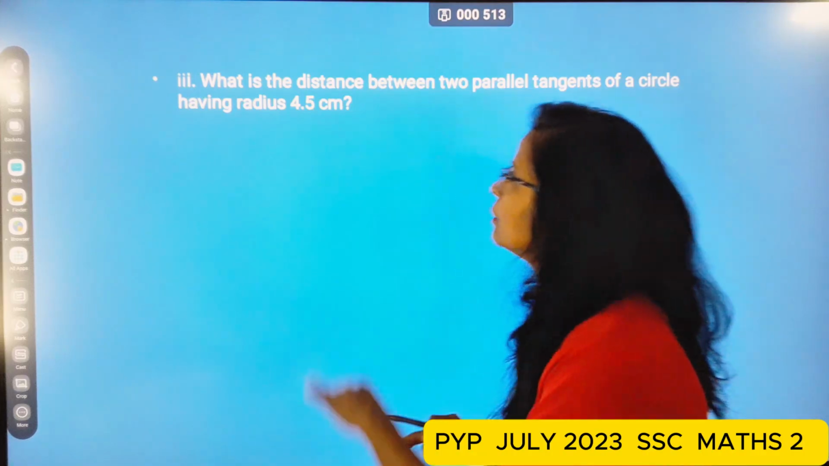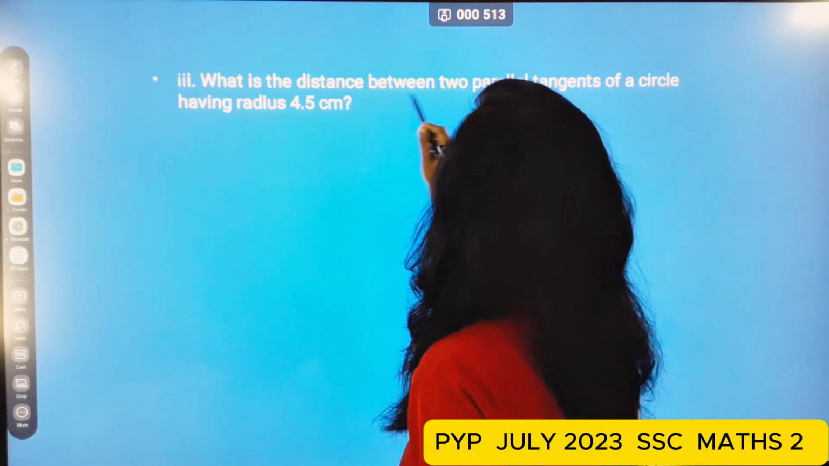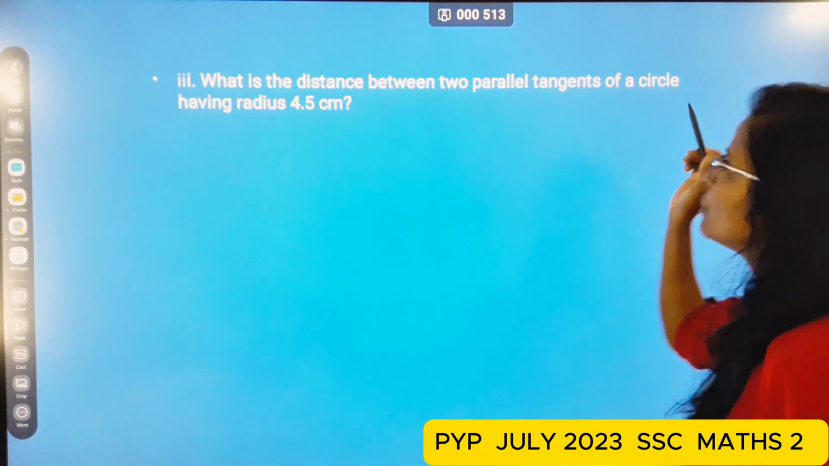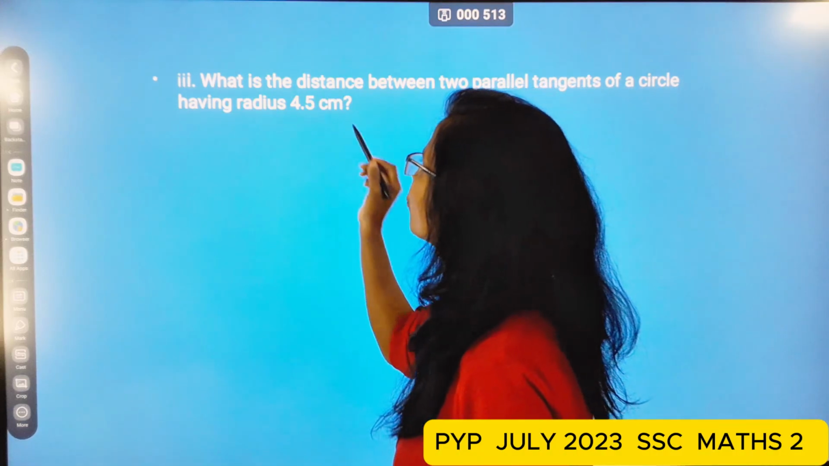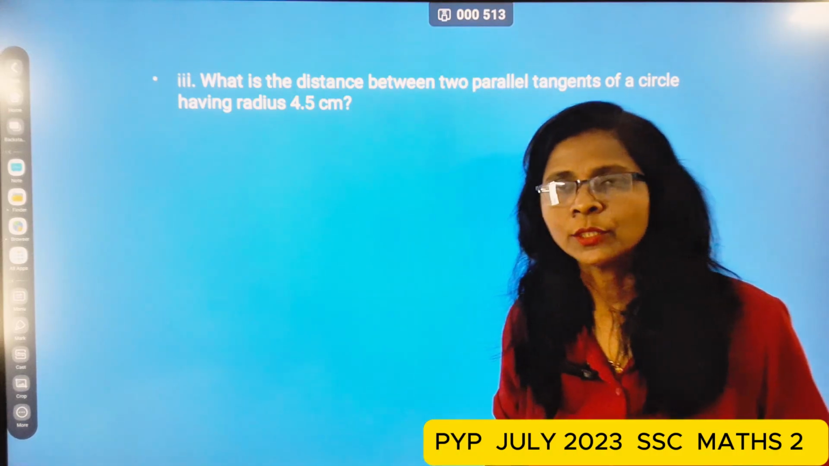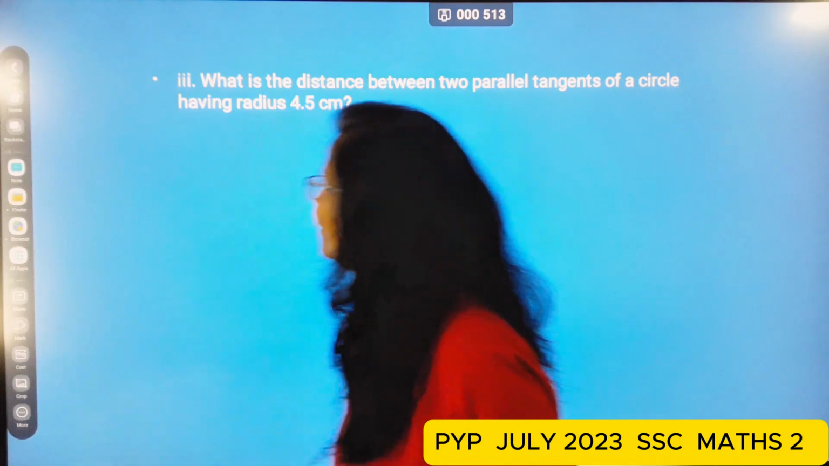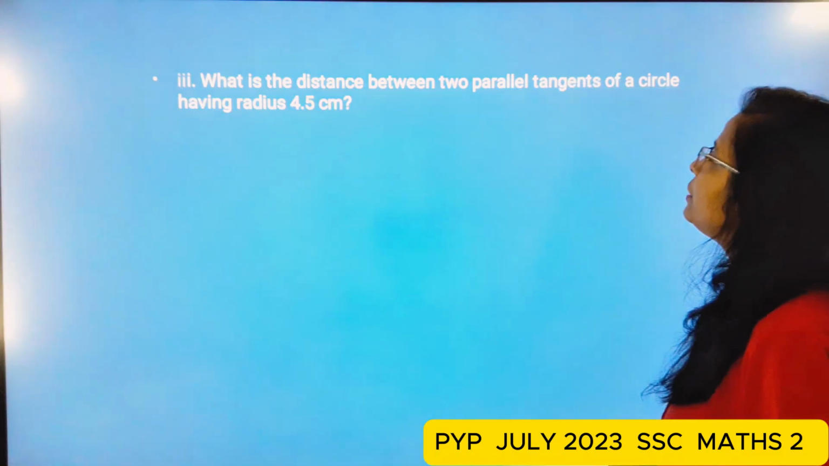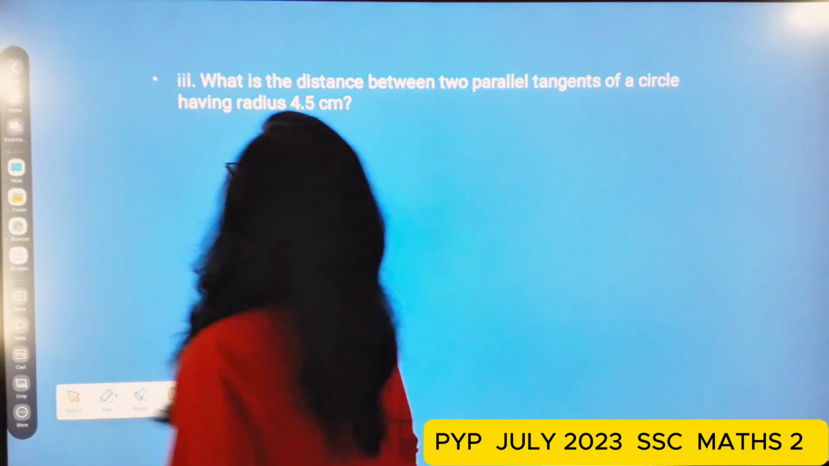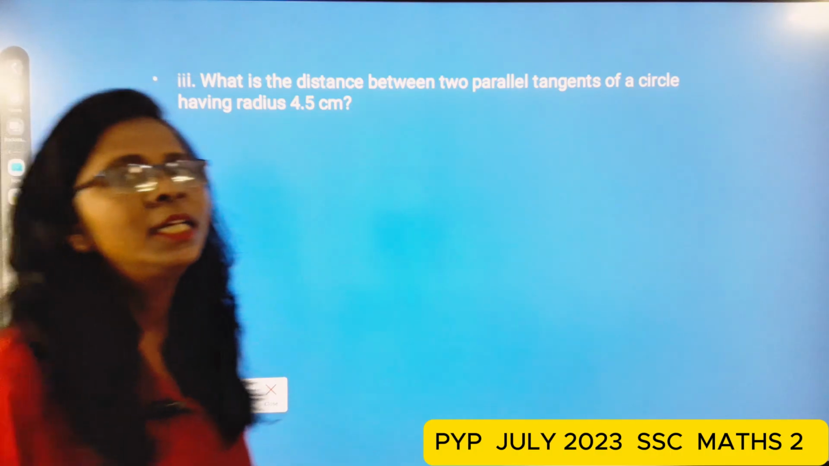Now let us do question 3. What is the distance between the two parallel tangents of a circle having radius 4.5 centimeter? So now here, students, it is given that the circle has two parallel tangents and the radius is 4.5 centimeter.